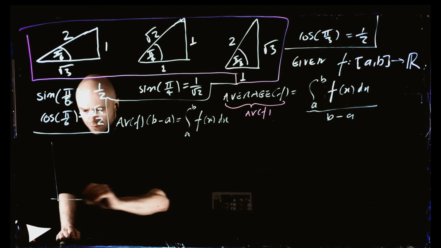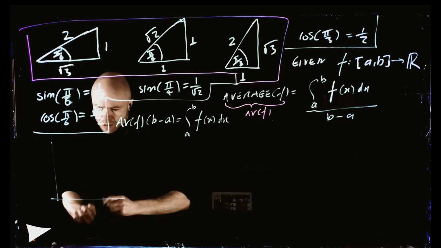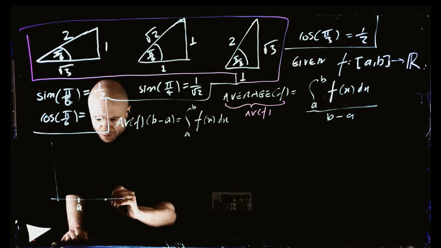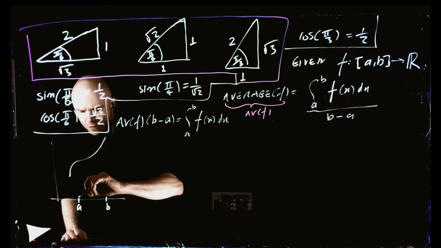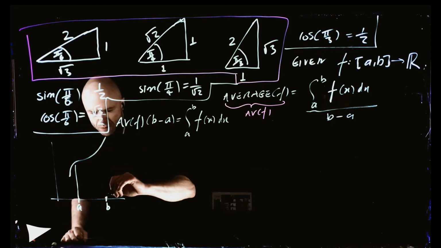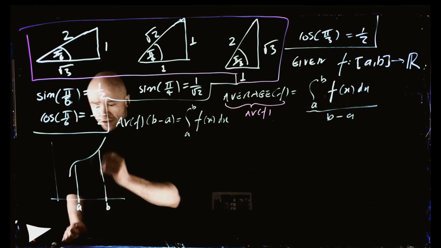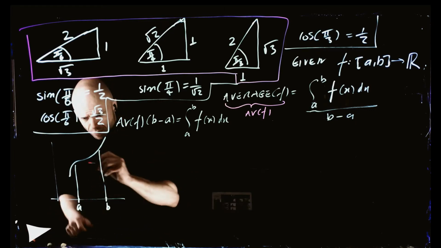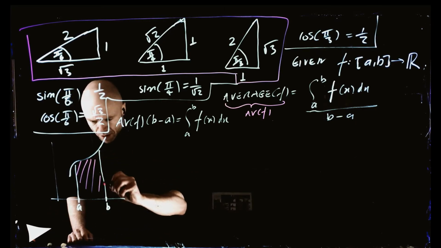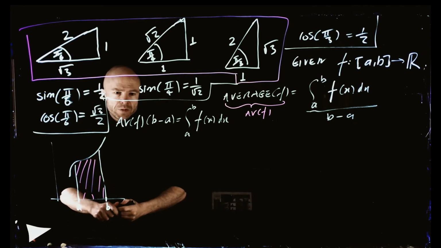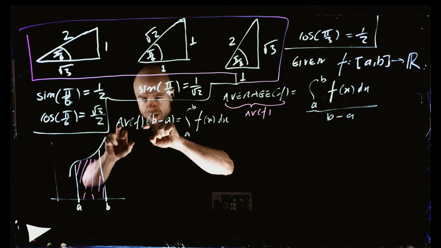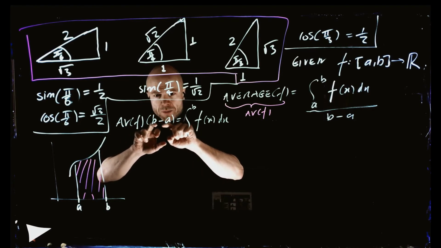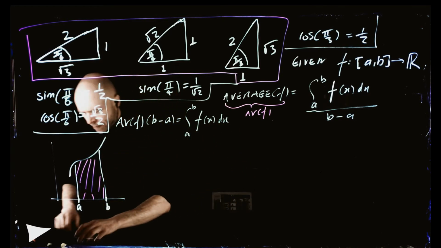So if we have our interval a to b, and let's make our function positive, just to make a nice picture. Then we know that the integral is just the area underneath the graph above ab, right? So what does this thing say? It says that this number times b minus a is equal to this area, yeah?